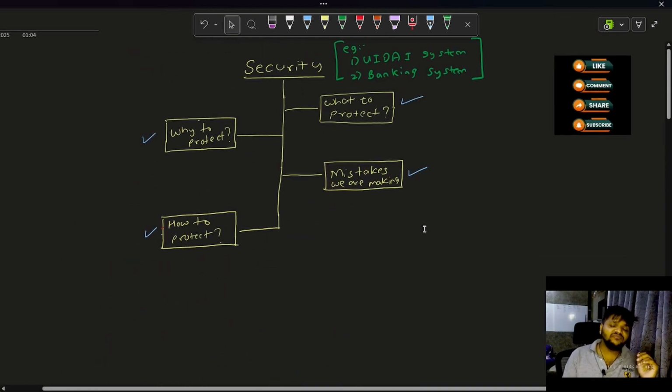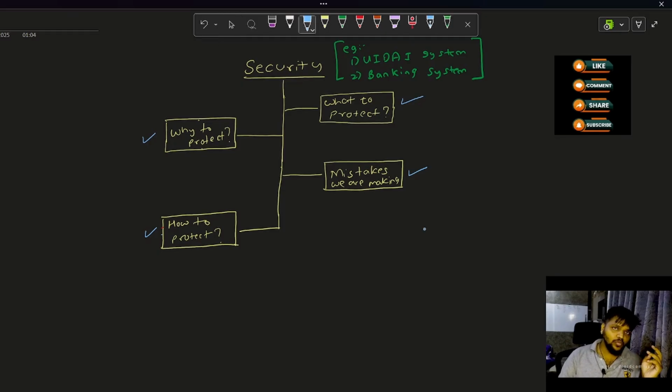Till now, we have covered 3 agendas: what to protect, why we need to protect, and finally the mistakes we are making. Now finally we will go on to how to protect.